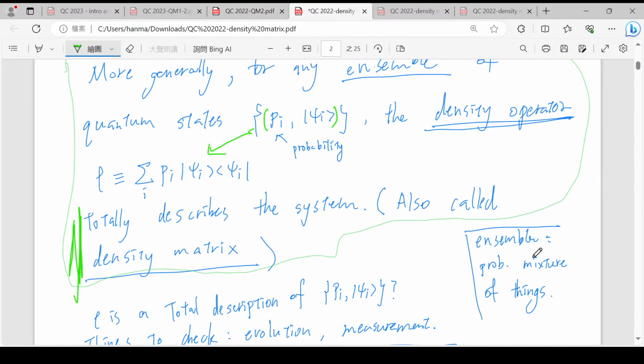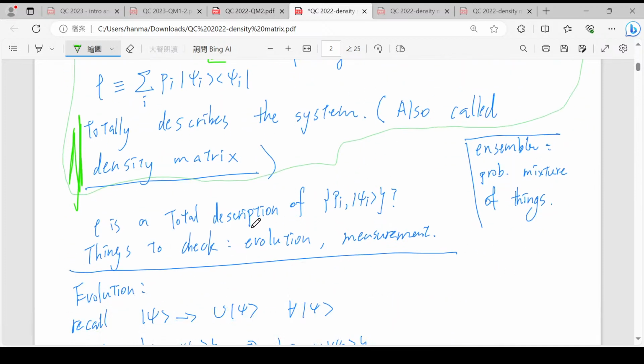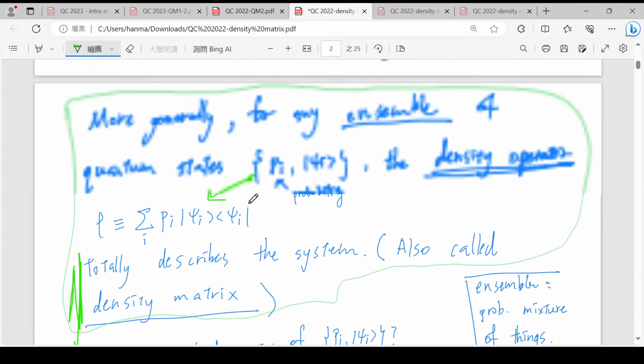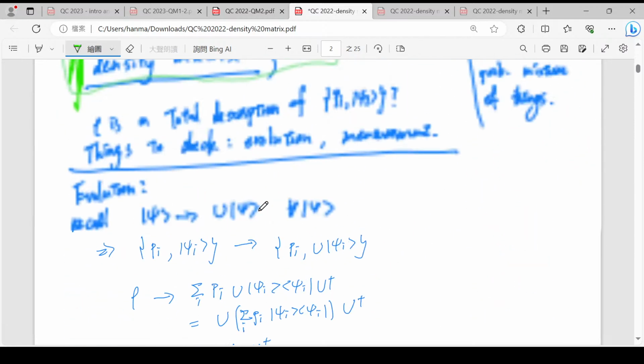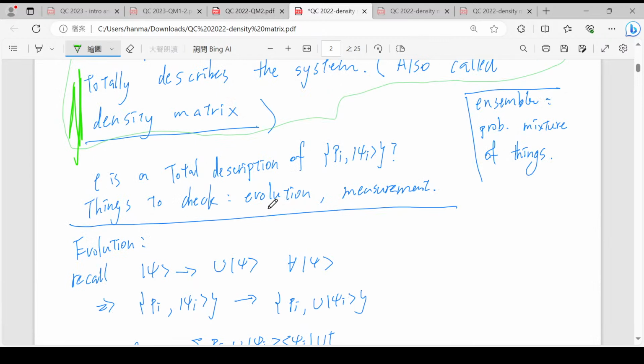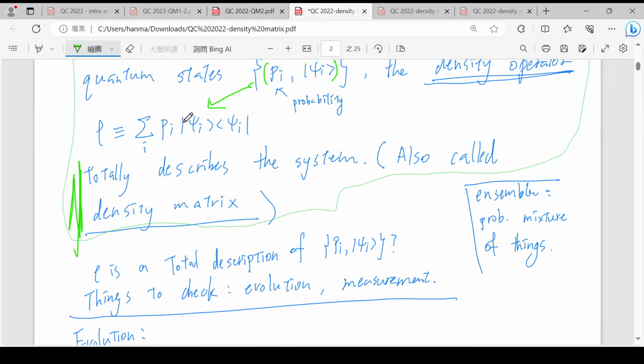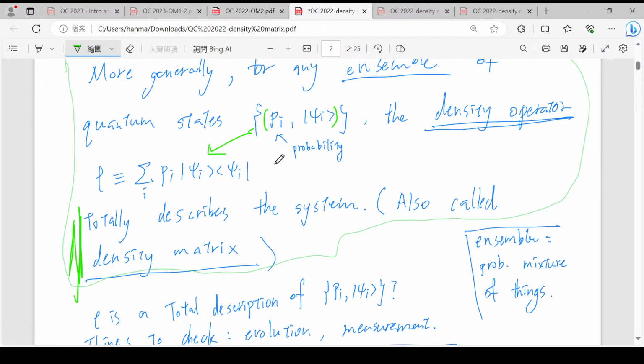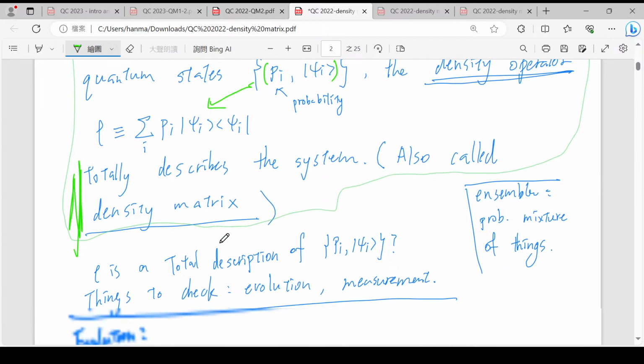And as we said, an ensemble is just a probability mixture of something, and here the things are quantum states. Okay, so we need to check a lot of things on this rho. I have 2 minutes, so let's show it really quickly and go more carefully next time. So we say rho totally describes the system. For now, we are thinking of rho as representing this ensemble. So we want to show that rho has all the information about the ensemble.